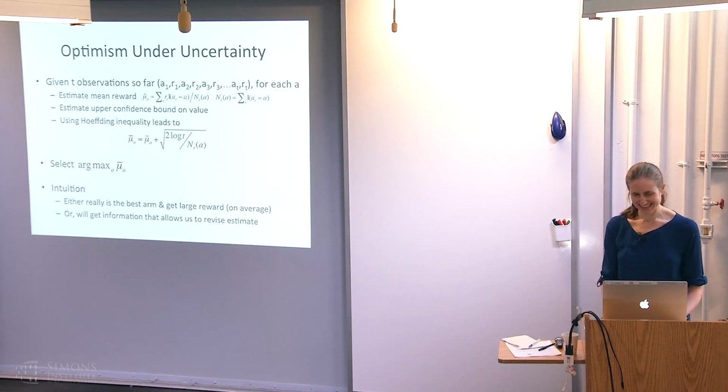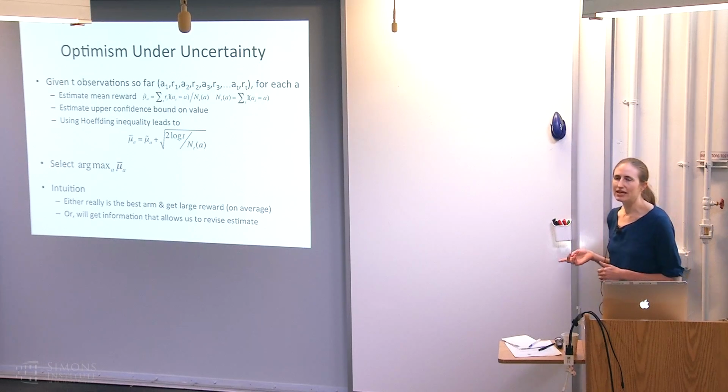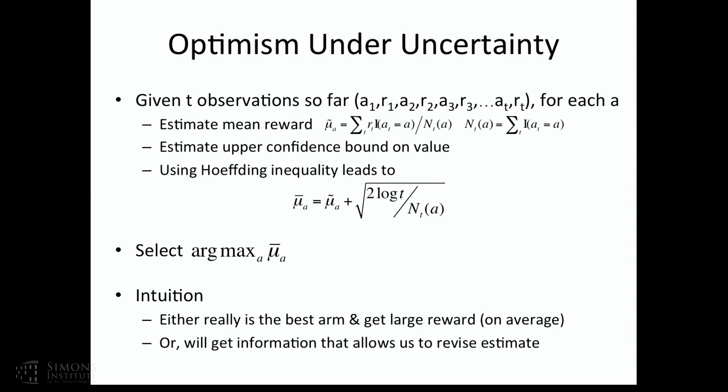All right, so this is the second approach. Notice that this is not making any assumptions outside of the fact that rewards are bounded. I'm not assuming anything about the distribution of the rewards, except that I have bounded rewards, and that everything is IID.